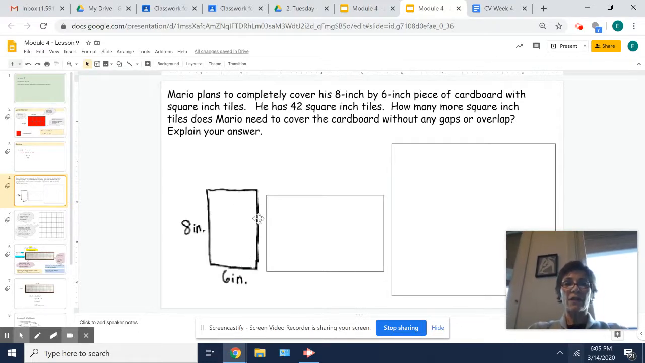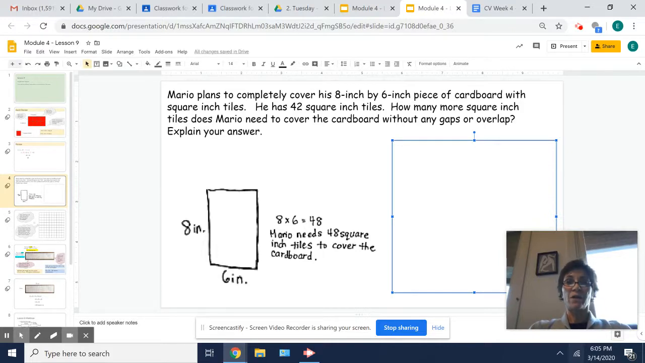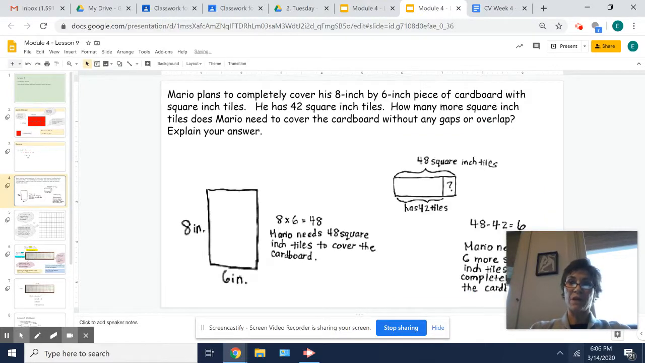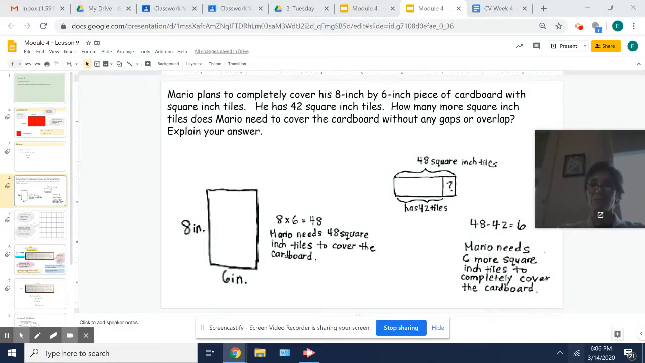So how many tiles? First of all, I need to know if I'm covering it in square inch tiles, how many tiles will Mario need? We have to do 6 times 8, which is 48. Mario needs 48 square inch tiles to cover the cardboard, but he only has 42. And the question is, how many more will he need? So you can do 42 plus what is 48, or 48 minus 42, which is 6. Mario needs 6 more square inch tiles to cover the cardboard.